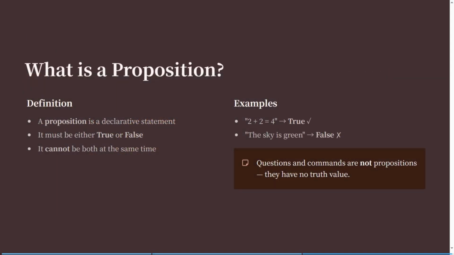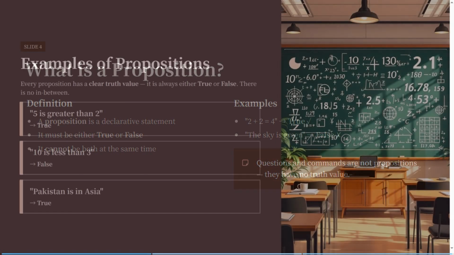What is a proposition? Now, let's understand something very important. A proposition is a declarative statement. It must be either true or false. It cannot be both at the same time. Let's look at some examples right here. 2 plus 2 equals 4. True. The sky is green. False. And remember, questions and commands are not propositions because they have no truth value.